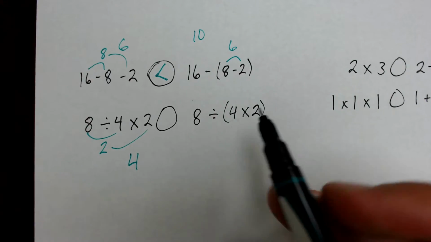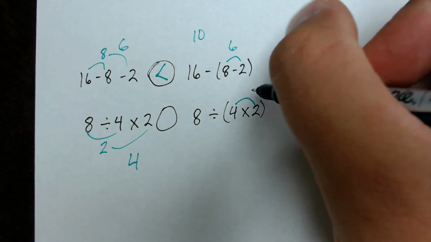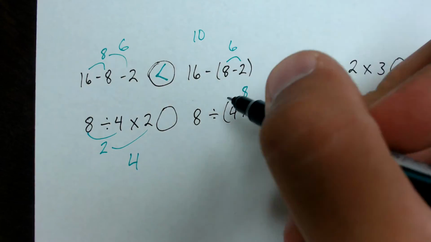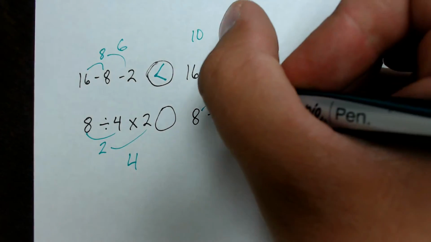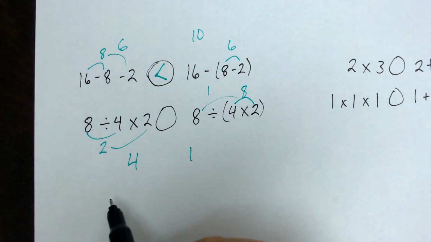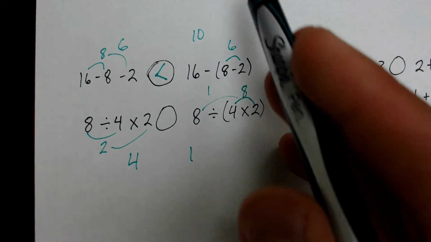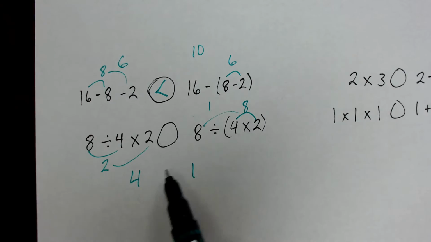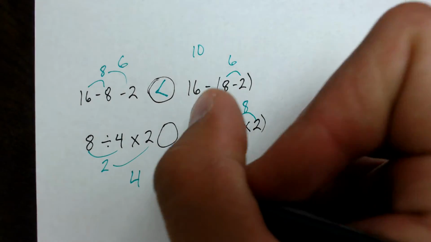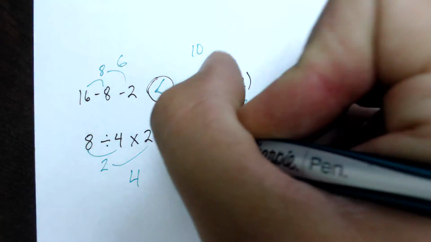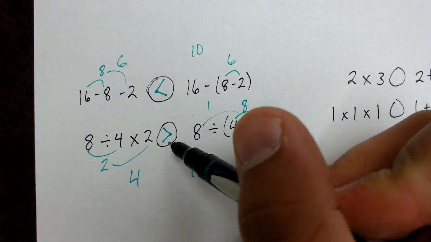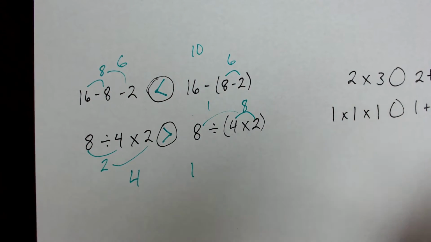The right side I have to do the parentheses first. So 4 times 2 is 8. And then 8 divided by 8 is 1. So now I've got 4 and 1. So I want the symbol to consume the greater amount. So I'm going to open it to the left. So it'll be 4 is greater than 1, and that's how this one is read.